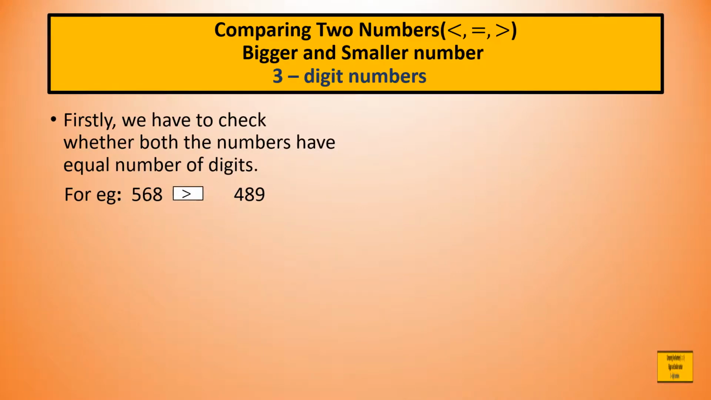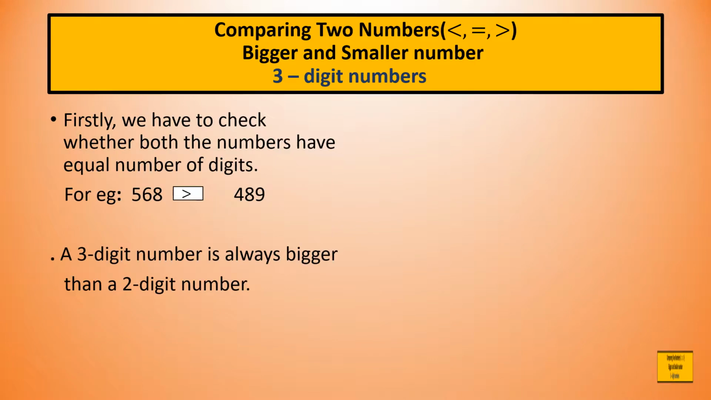The second rule here is a 3-digit number is always greater than a 2-digit number. For example, if you see in the example below, 25 is a 2-digit number, whereas 650 is a 3-digit number.